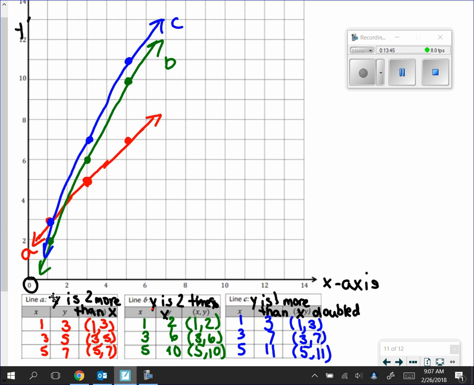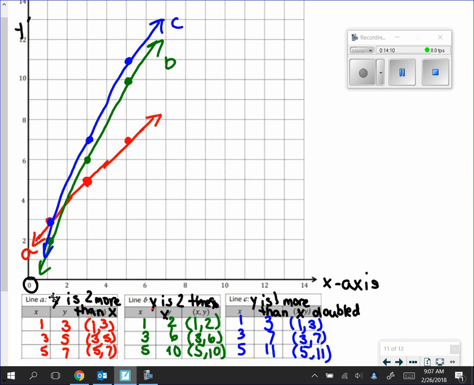like what would be some other points that could be on that line that maybe you wouldn't have on there. Like I could say here on line C, Y is 1 more than X doubled. I could say that X of 20, Y of 41. Even though it's not anywhere on the grid, I know that if the line continued, it would be there.